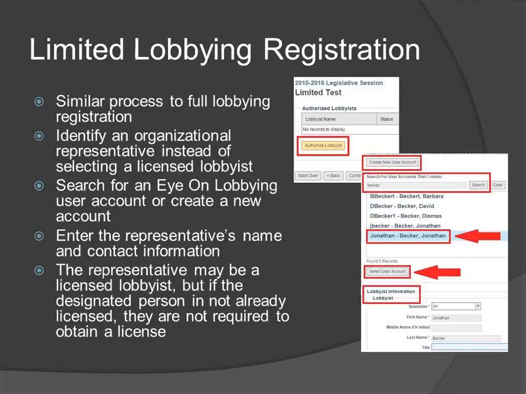The process to register as a limited lobbying principal is similar to full lobbying registration. Identify an organizational representative instead of selecting a licensed lobbyist. Search for an Eye on Lobbying user account or create a new account. Enter the representative's name and contact information. The representative may be a licensed lobbyist, but if the designated person is not already licensed, they are not required to obtain a license.